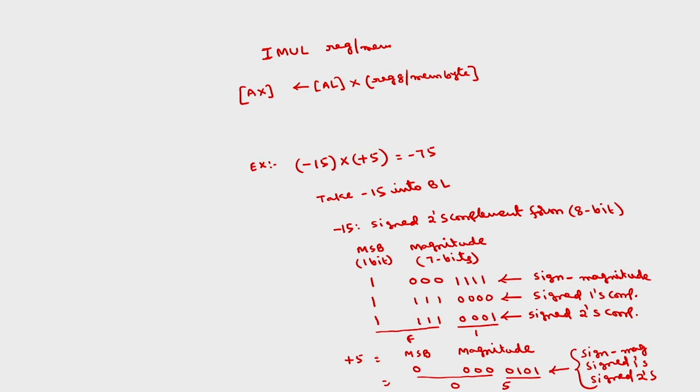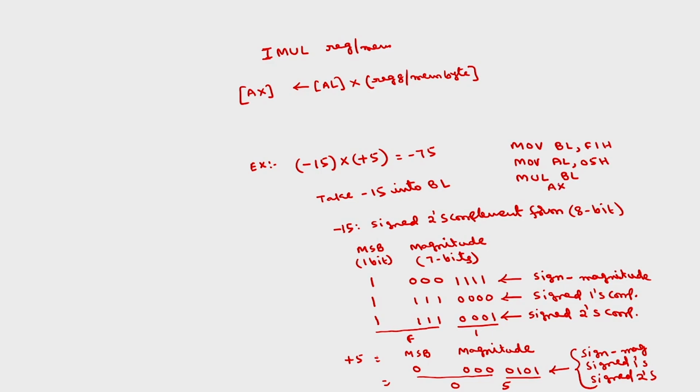Then to perform this multiplication, the instructions will be: I want to take the first number into BL, so MOV BL, minus 15 in signed 2's complement representation will be F1. And MOV, one of the operands should be in AL for 8-bit by 8-bit multiplication. So AL with the second number, which is plus 5, is 05H itself. Then write MUL BL. So inside this, AL and BL will be multiplied, and the result will be stored in AX.